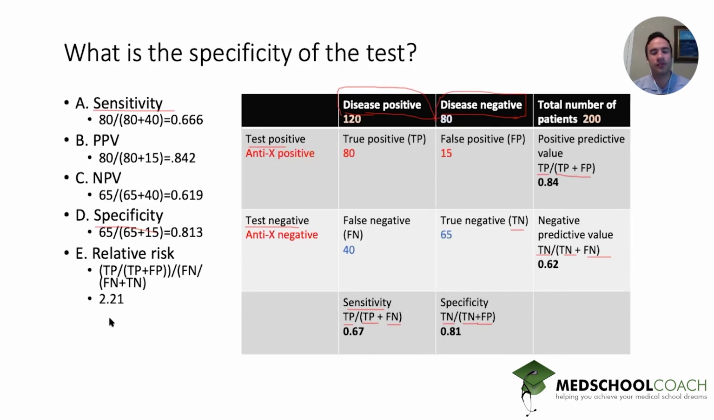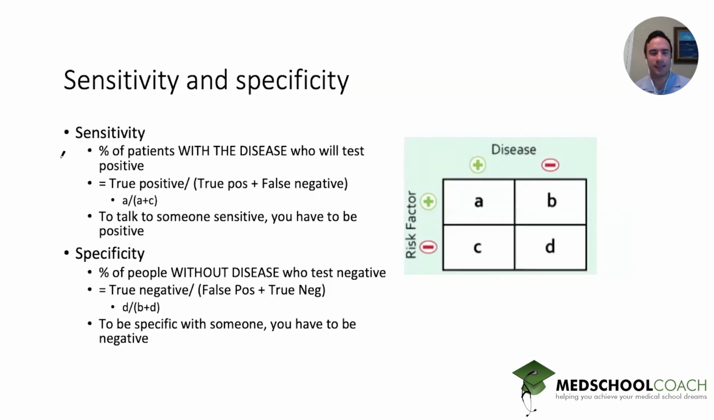The fifth answer choice here was just an arbitrary number that you can calculate later, and we can go through it another time, but it's relative risk, which is a combination of a similar 2x2 table. So sensitivity is the percent of patients with the disease who will test positive. A good example of this for the real world is lupus. A highly sensitive test for a patient with lupus is the ANA, the anti-nuclear antibodies. So if a patient has lupus, we know they're highly likely to have a positive ANA.